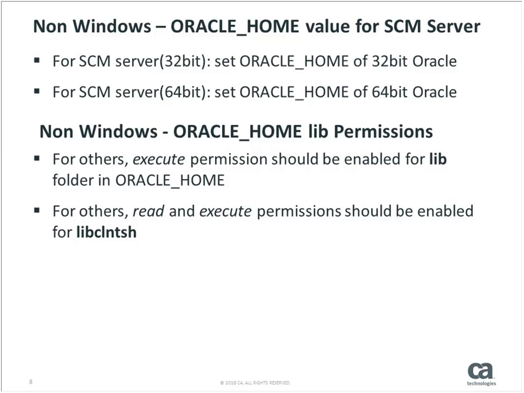And sometimes, after installing, when you are performing the HTTP setup, you may end up with some failures like Oracle home related errors. This is because of a lack of permissions in your Oracle home lib folder to connect your ODBC to your Oracle server. So make sure others have execute permission for the lib folder in Oracle home. Also, make sure others have read and execute permissions enabled for the libclntsh file which exists in the lib folder of Oracle home.